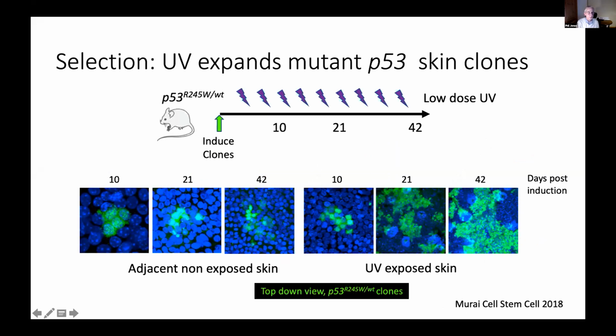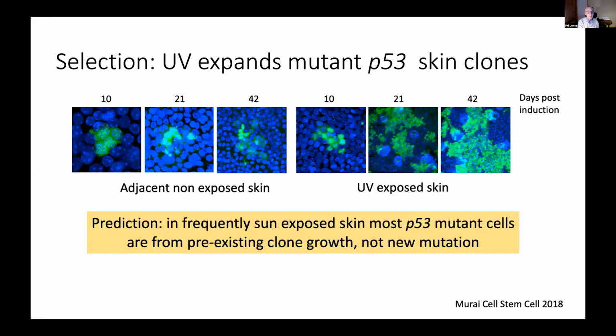We've got adjacent non-UV exposed skin. And here we've exposed sub-sunburn level doses of UV light, the adjacent skin. And you can see these P53 mutant clones are massively expanded by low doses of UV light. So UV not only generates mutations, but it massively expands pre-existing clones.